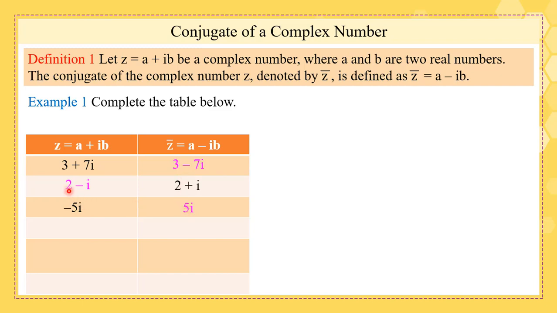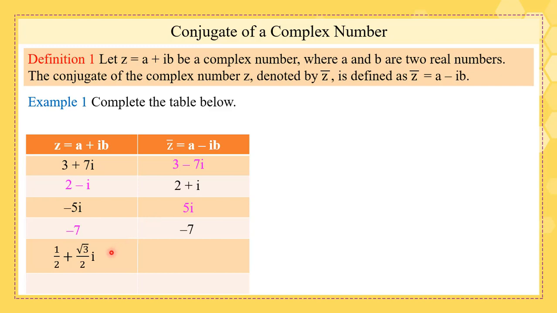So as you see, we change the sign of the imaginary part. We leave the sign of the real part. This is 2, this is 2. But we change the sign of the imaginary part only. Well, if z bar is minus 7, what do you think z is? It will be also minus 7. So the conjugate of a real number is itself.